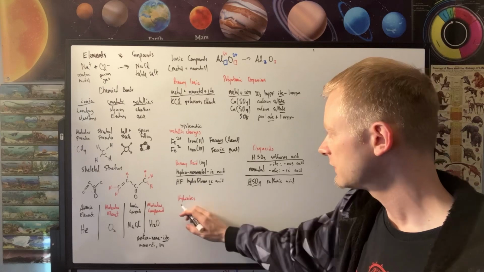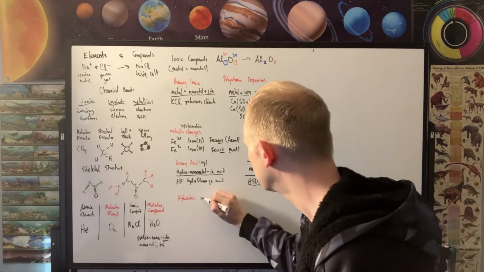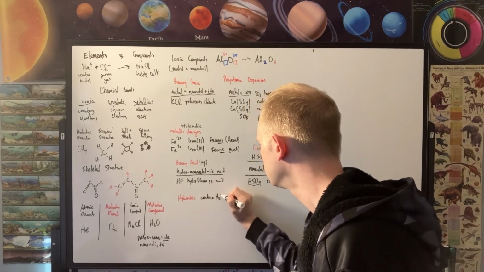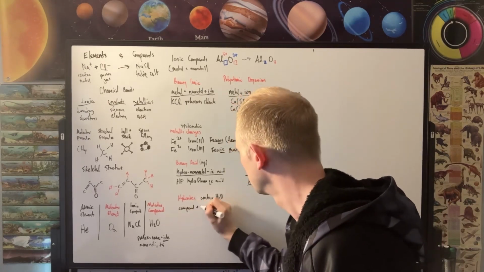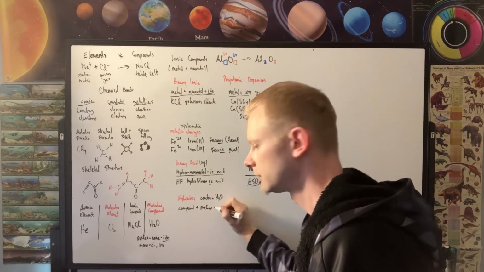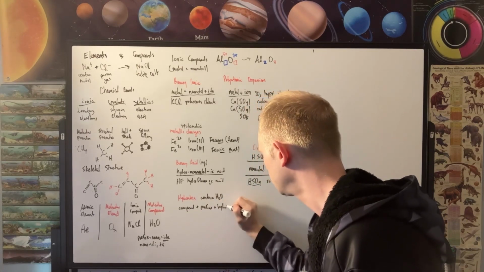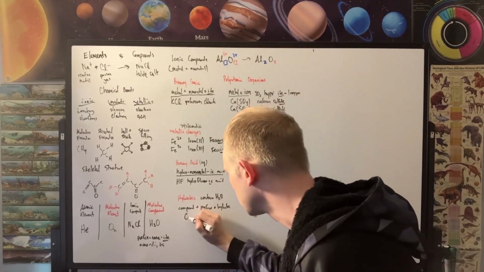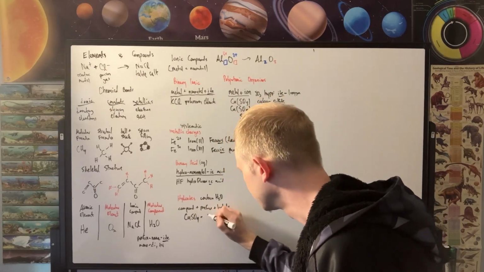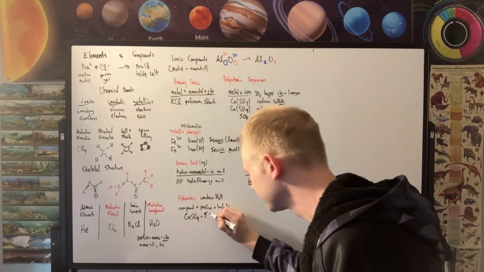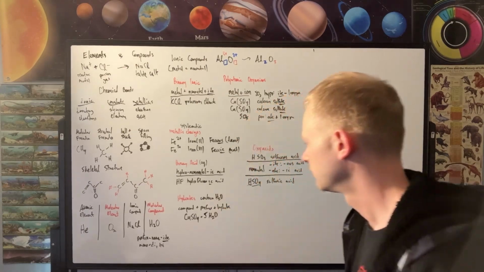Let's take a quick peek at these things called hydrates. They contain H2Os. So you would have a compound plus a prefix plus hydrate. Let's see, we would have CuSO4 dotted with 5 H2Os.